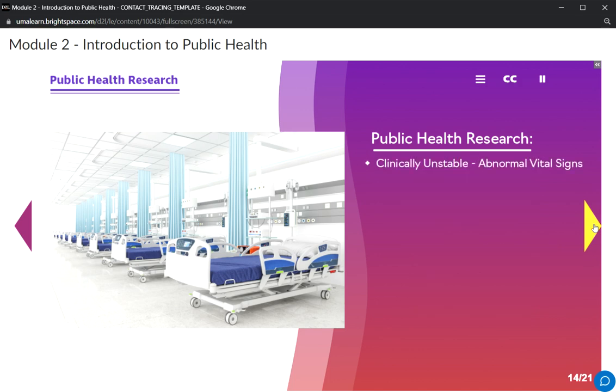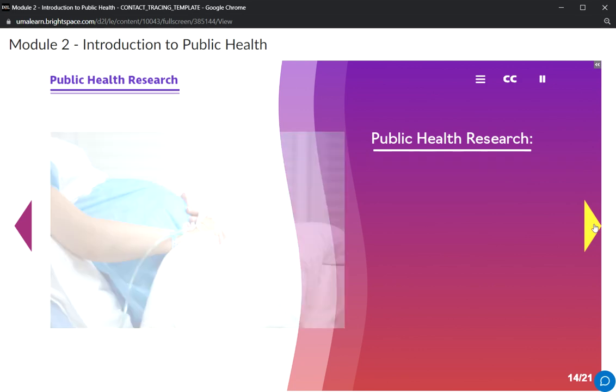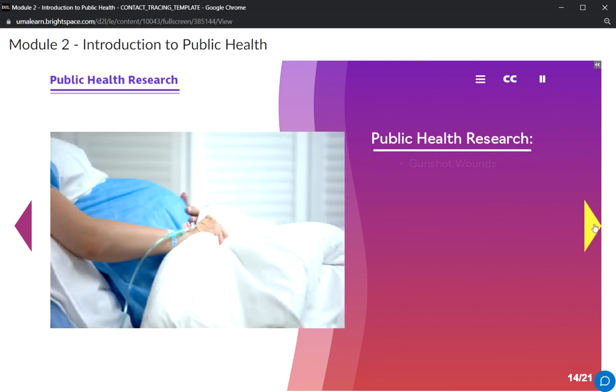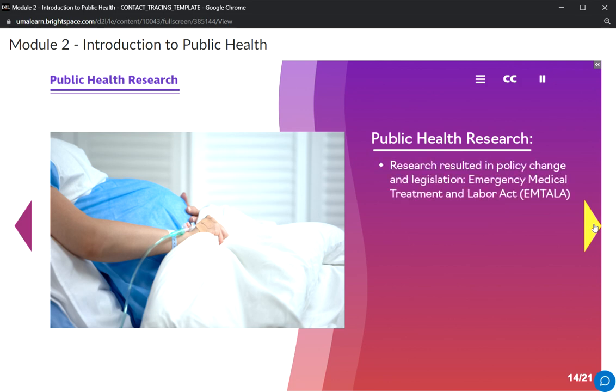Clinically unstable patients have vital signs at abnormal limits, i.e. body temperature, blood pressure, pulse, and breathing rate. The research reported that some patients arrived with gunshot wounds or showing signs of heart attack or stroke, while others were pregnant and in labor. Their mortality rate, or number of deaths, for this population of patients was triple that of other patients. This research resulted in a public health intervention in the form of policy change and legislation.